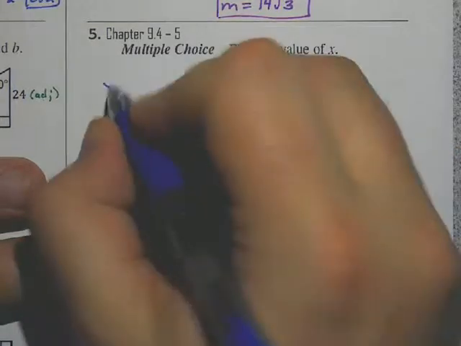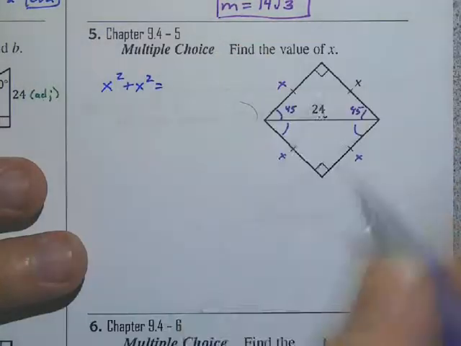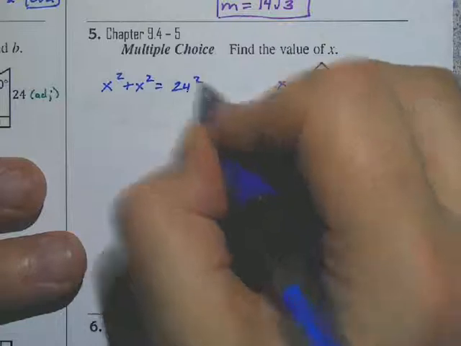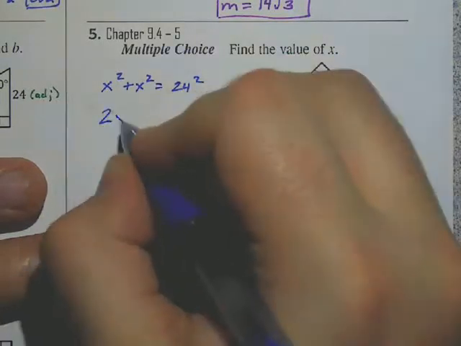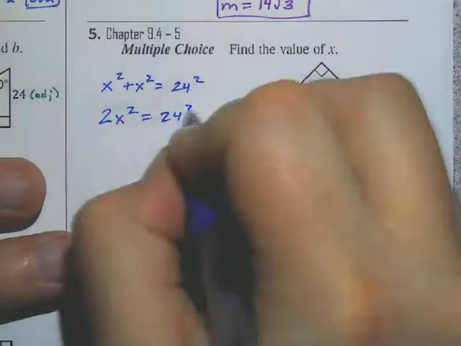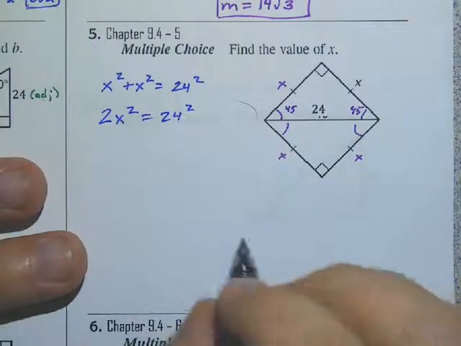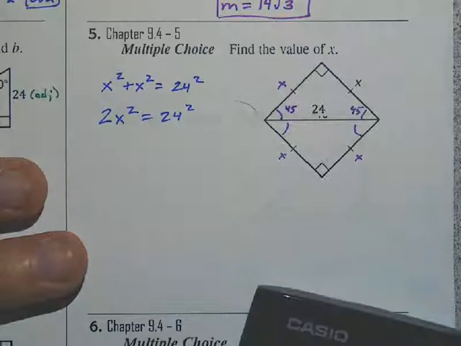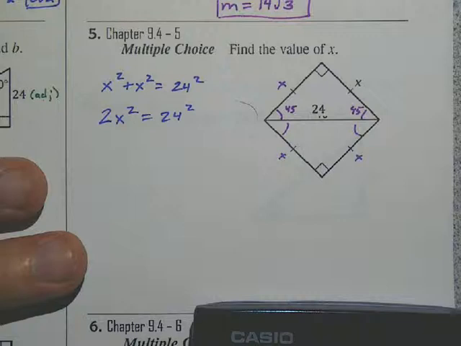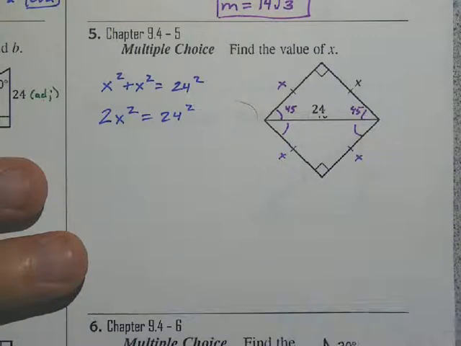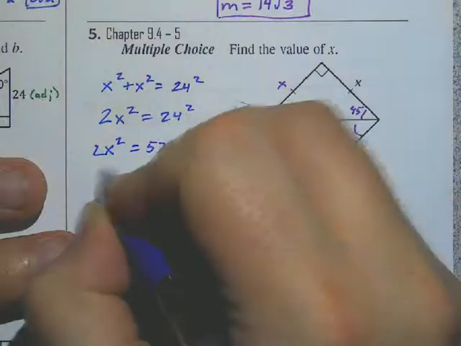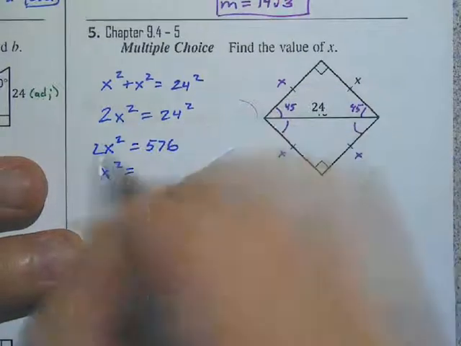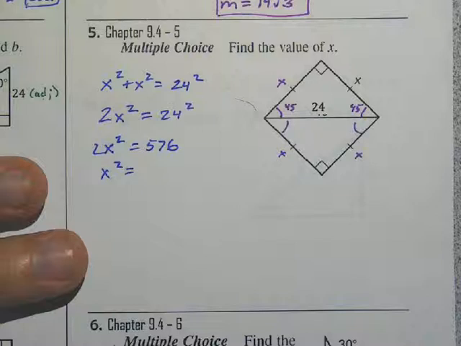And I'm going to say that x squared plus x squared equals 24 squared. So that's going to be 2x squared equals 24 squared. Okay, and then 24 when I square it, let's see, 24 squared equals 576. Okay, so 2x squared equals 576, divided by 2, x squared equals 288.